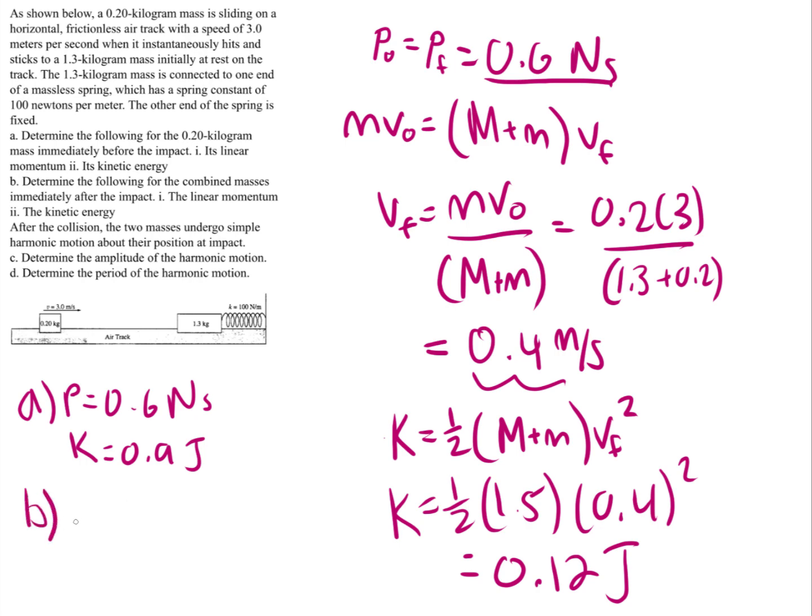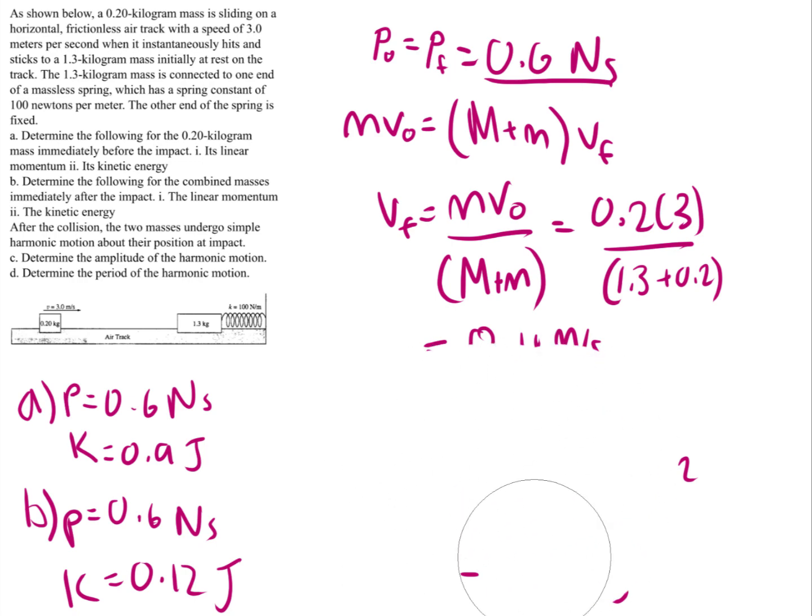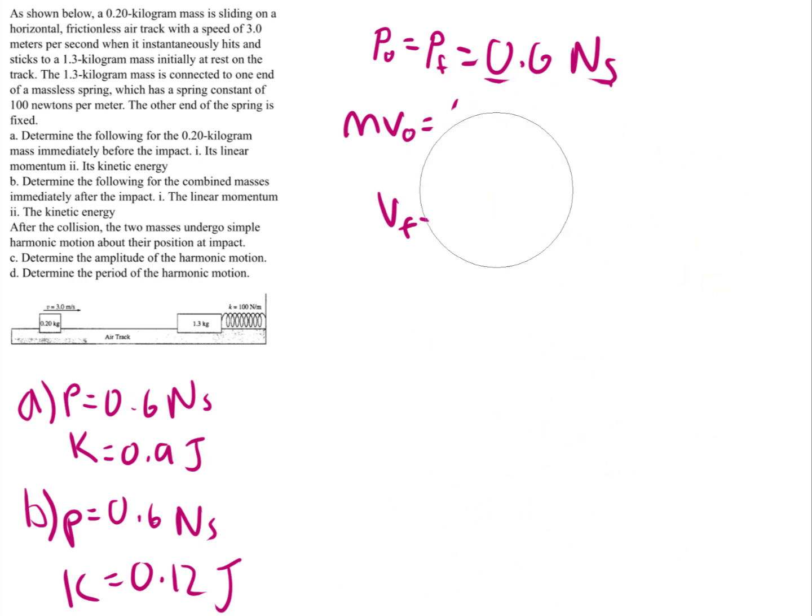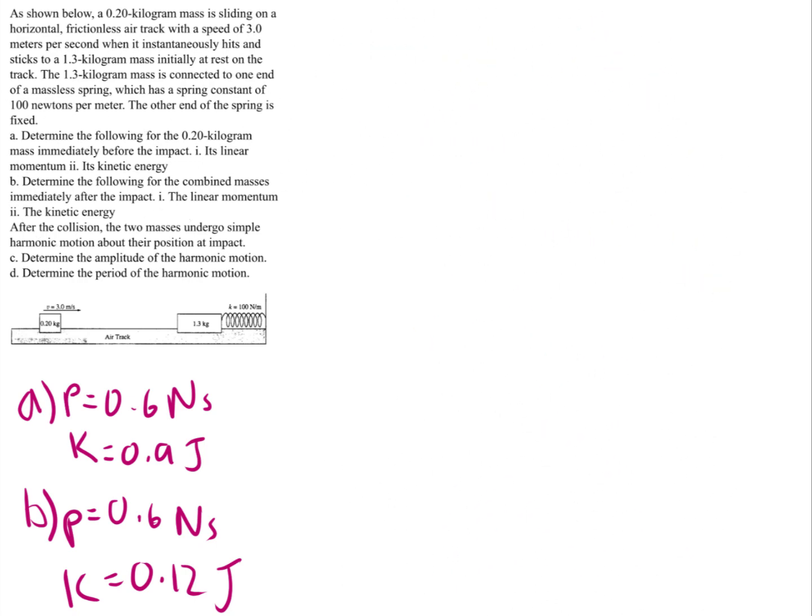So for part B, the momentum is still the same, 0.6 newton seconds. The kinetic energy is now 0.12 joules, so smaller. So that's part B. After the collision, the two masses undergo simple harmonic motion about their position at impact, and C asks us to determine the amplitude of the harmonic motion.